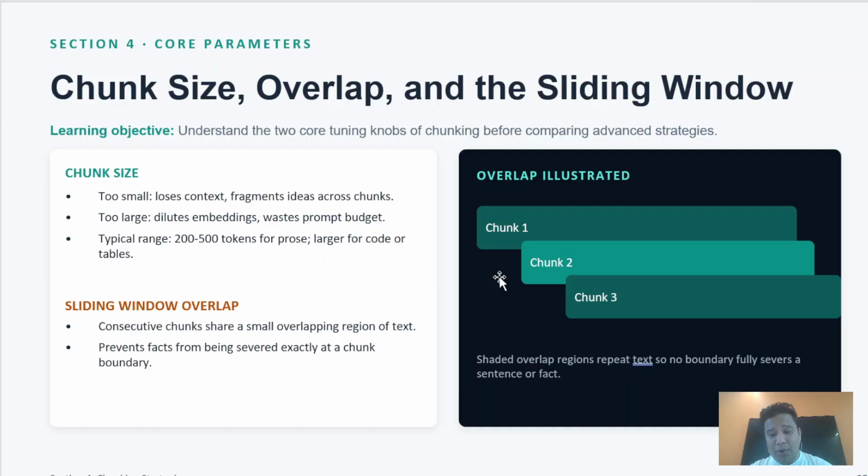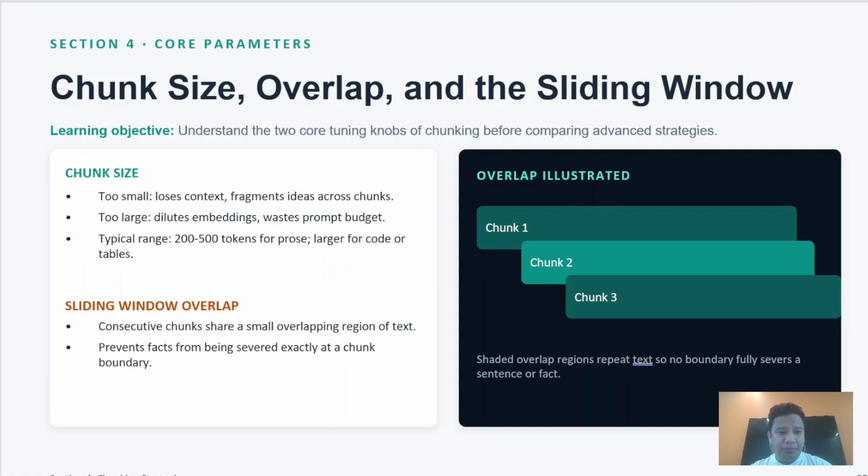But you want to make sure the embedding and the context is preserved for each of the chunks that is being created. That's more important than separating out the documents into exactly the chunk sizes that you want. The shaded overlap region repeats text, so no boundary fully severs a sentence or fact.